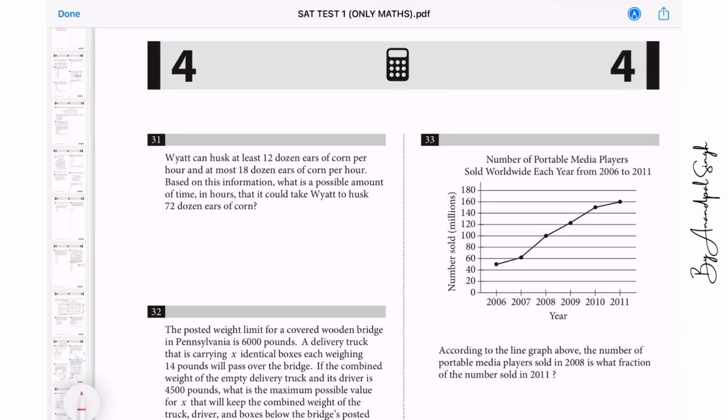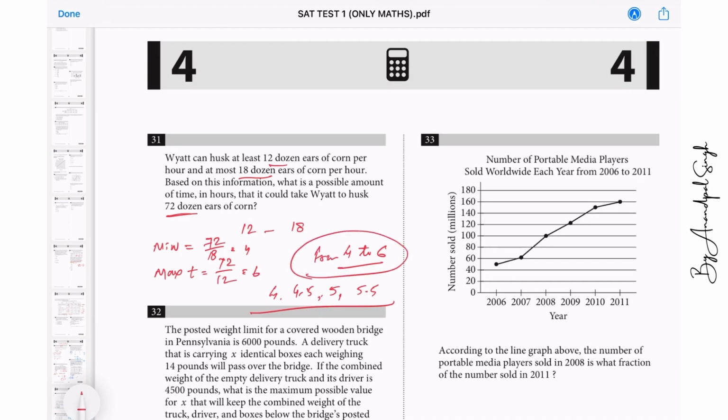What can husk at least 12 dozen ears of corn per hour, and at most 18 dozen, meaning between 12 to 18 per hour. He has to do 72 dozens. So the maximum time will be 6 hours, and the minimum time should be 72 by 18, which is 4 hours. So any answer between 4 to 6, you can write 4.5, 5, 5.5, anything. All are correct answers. You can write anything from 4 to 6.